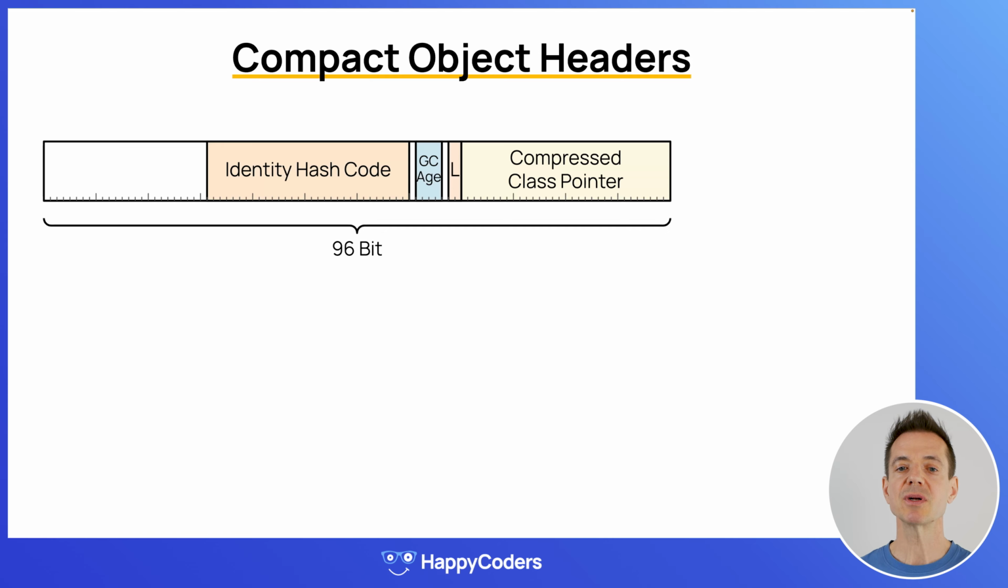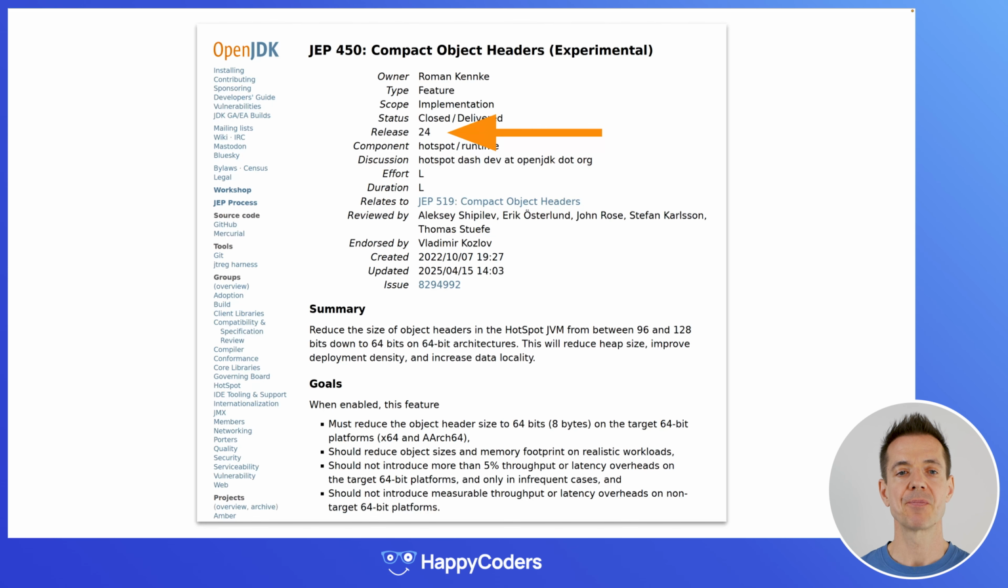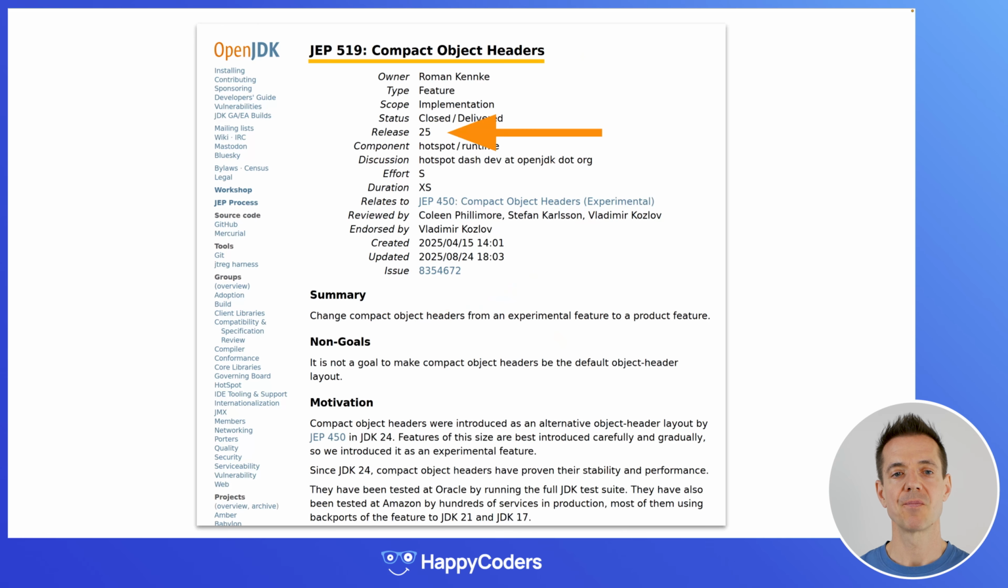Within Project Lilliput, work has been underway for years to shrink the header. And in Java 24, the first result from Project Lilliput was introduced, initially as an experimental feature under the name which you already know, compact object headers. Compact object headers uniformly reduce the header size to 64 bits. As of Java 25, compact object headers are ready for production use.